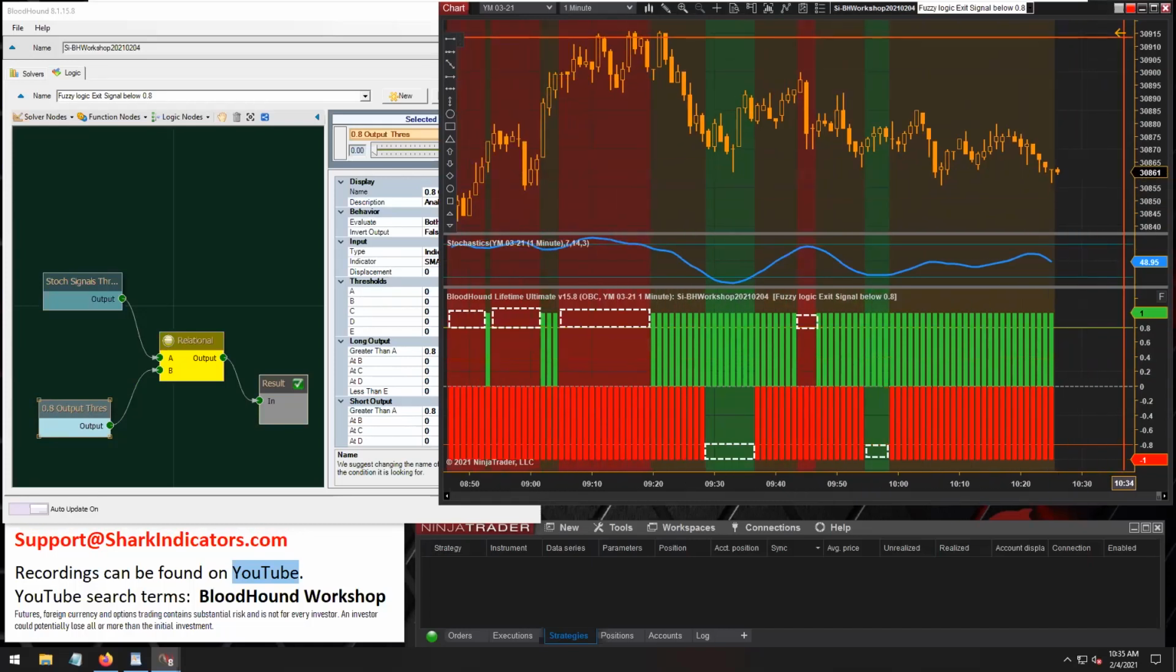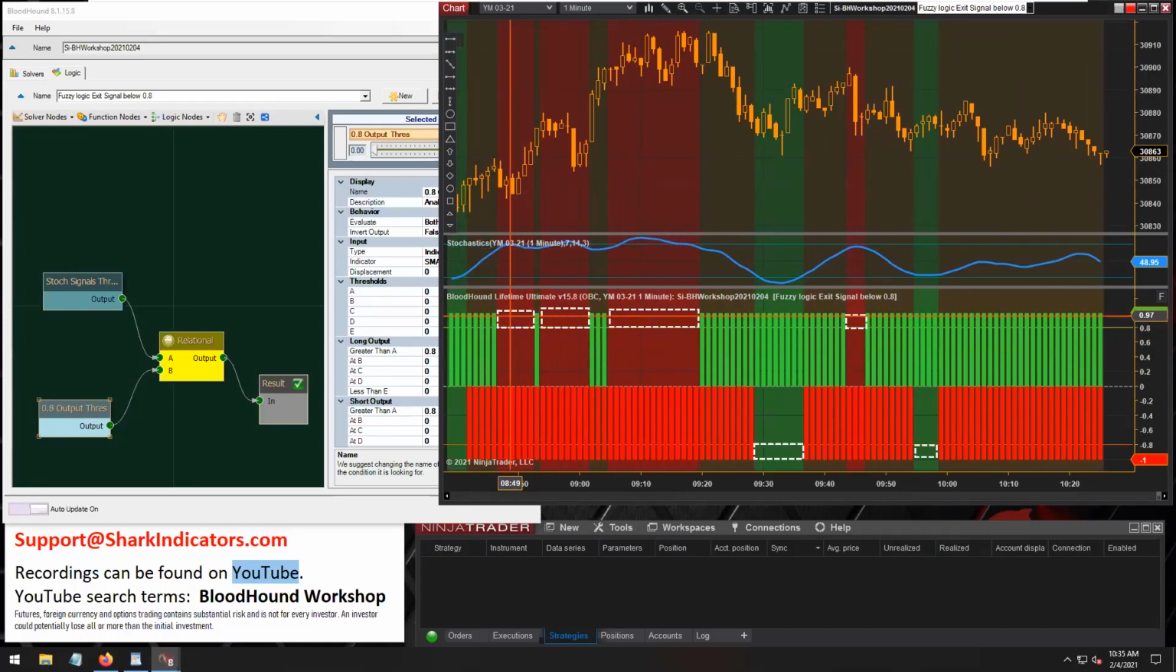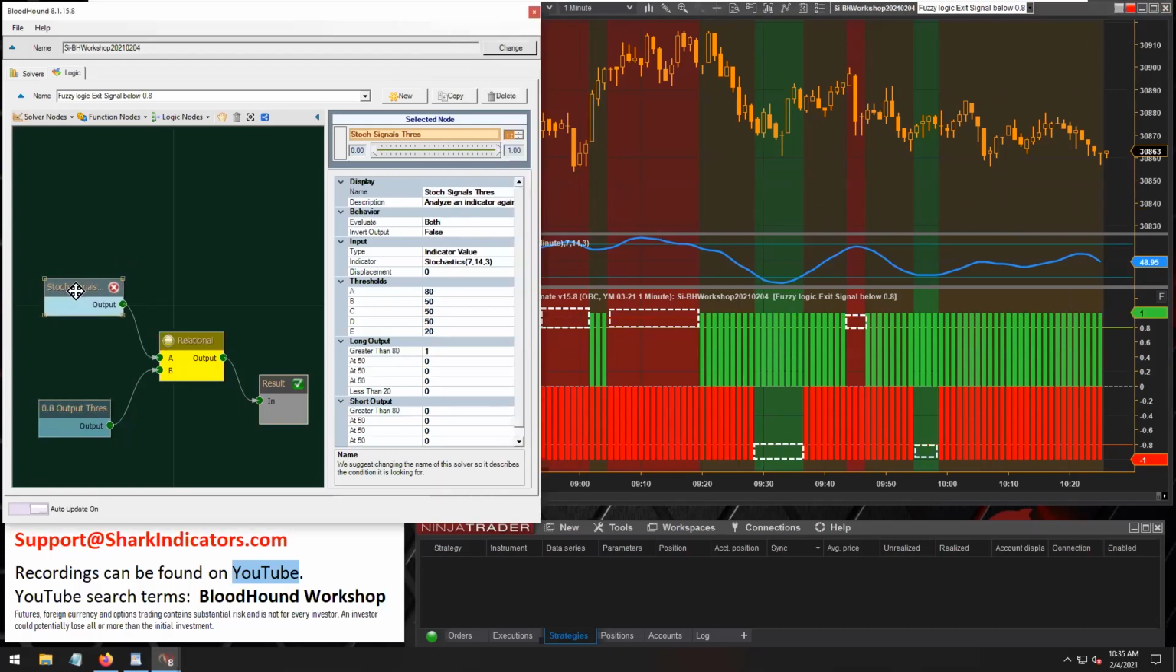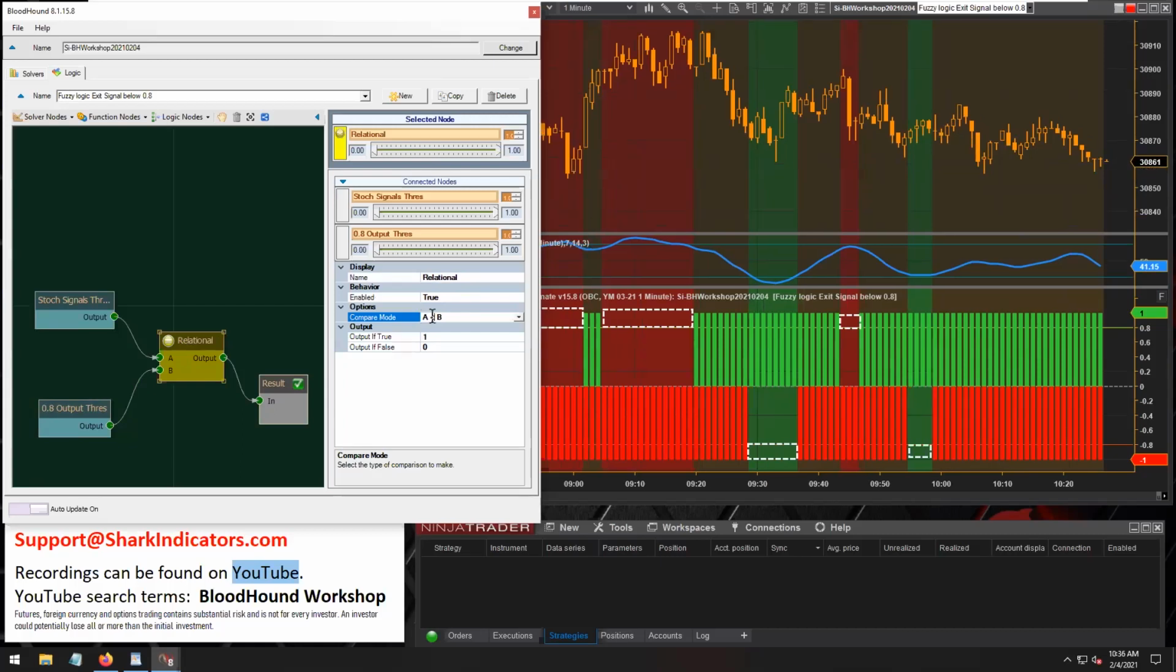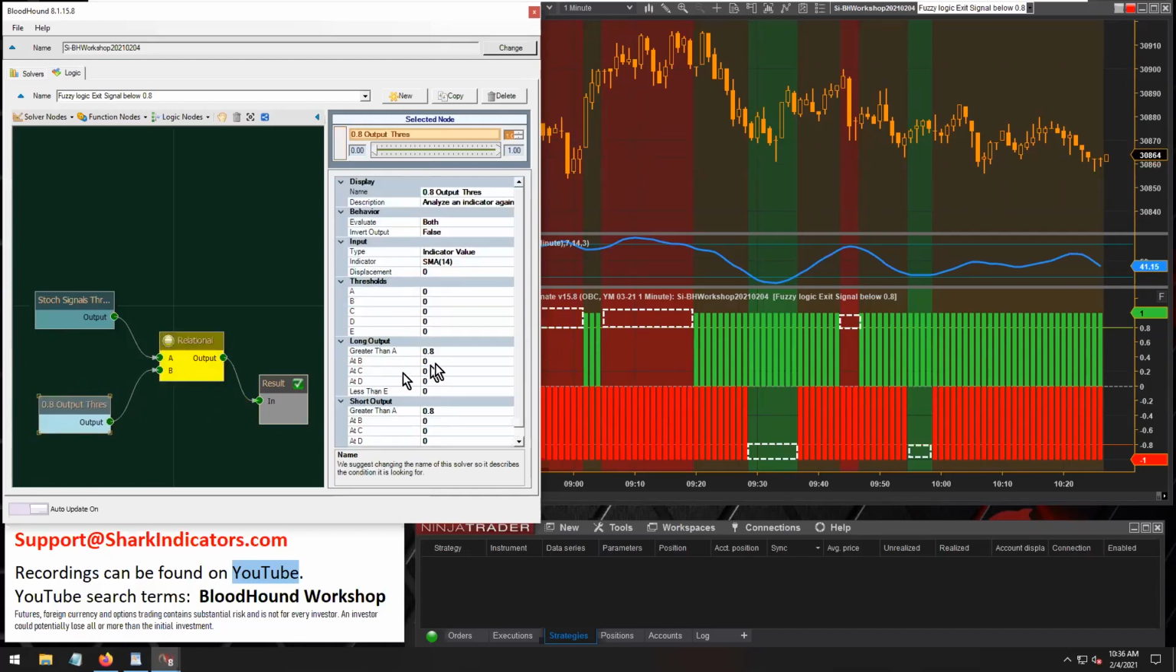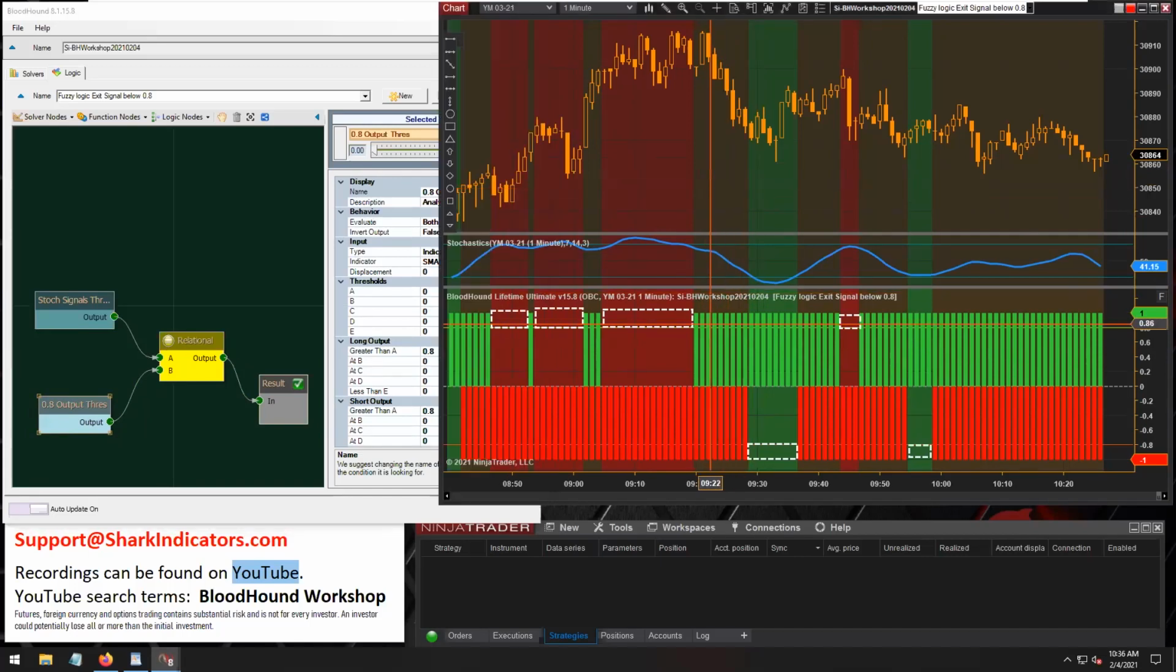Let's take a look at this. We can see whenever our entry signals, which are going into A, are less than B, and B is our 0.8 value, then we're going to get an output here. Remember, I marked the bars that generated an entry signal, and whenever there's no entry signal, we're now getting an output here.